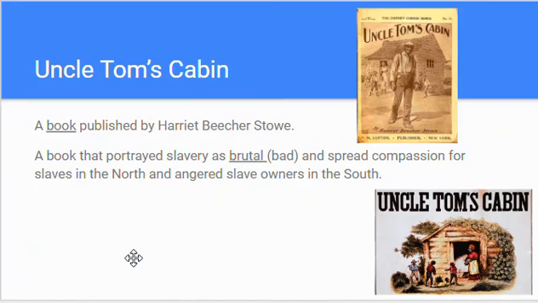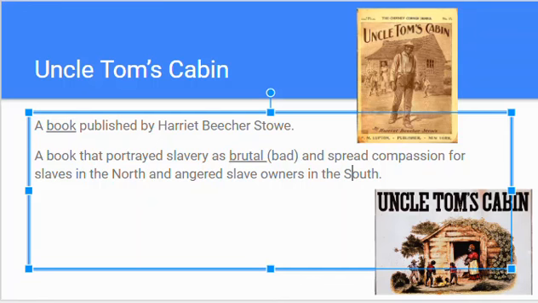Uncle Tom's Cabin is a book which was published by Harriet Beecher Stowe, and it portrayed slavery as brutal, as in bad, and spread compassion for slaves in the North, and it angered slave owners in the South. So this book was about how bad slavery was. And Harriet Beecher Stowe, she wrote it, and she wanted people to know that slavery was bad. It wasn't good. However, people in the South who had slaves, they didn't like it because they wanted to keep their slaves.